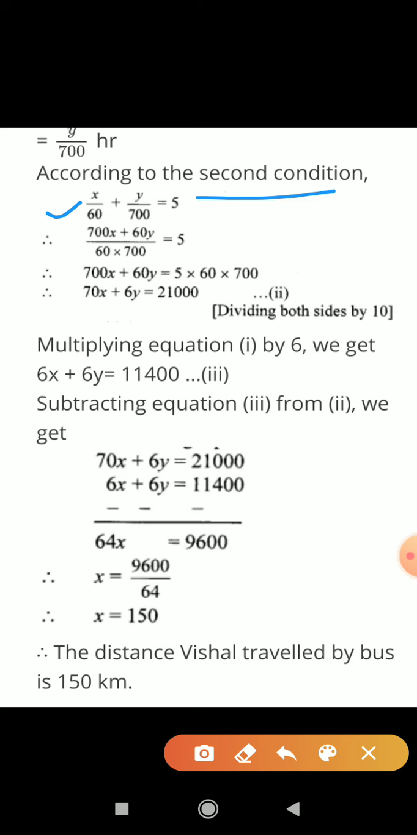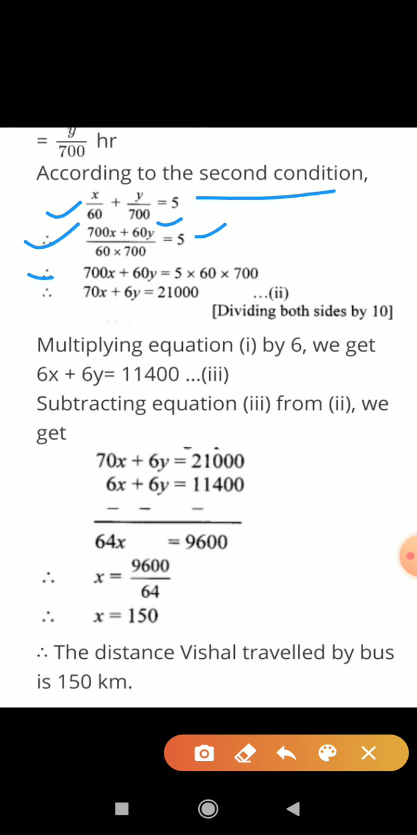Now simplify this one. So equalize the denominator. Here denominator is 60, and denominator is 700 for y. So equalize this by cross multiplying: multiply by 700 to x and multiply by 60 to y. So 700x plus 60y, divided by 60 into 700, is equal to 5. Now this 60 into 700 is divided on the left side, so it becomes multiplied on the right side to the 5. So the next step becomes 700x plus 60y is equal to 5 into 60 into 700.